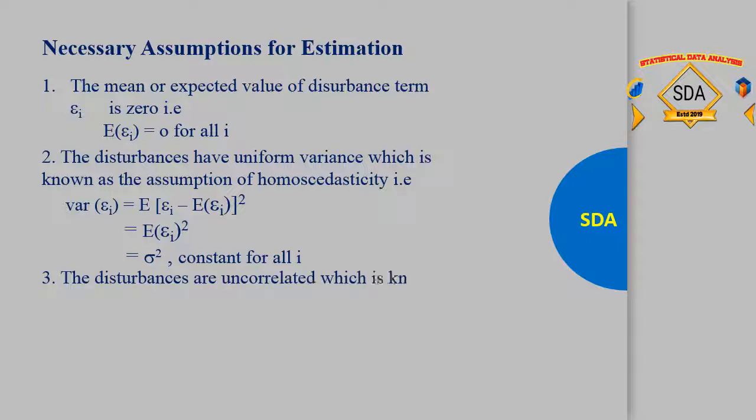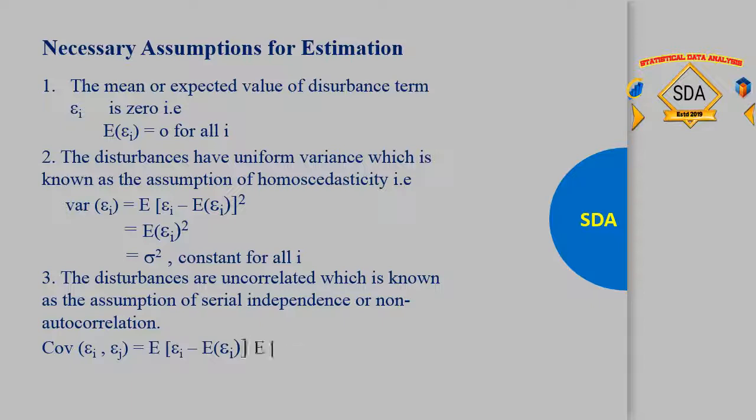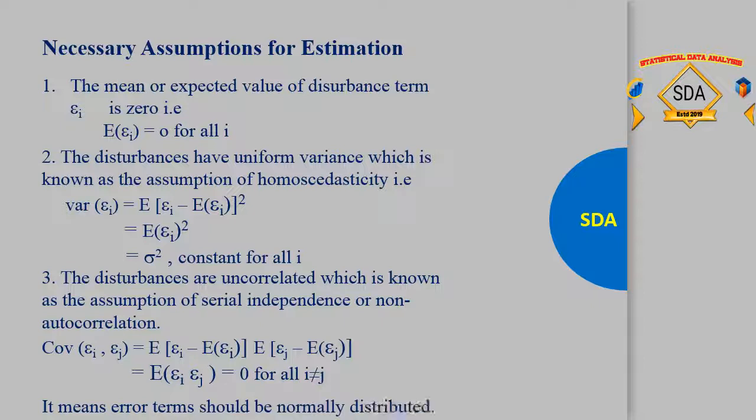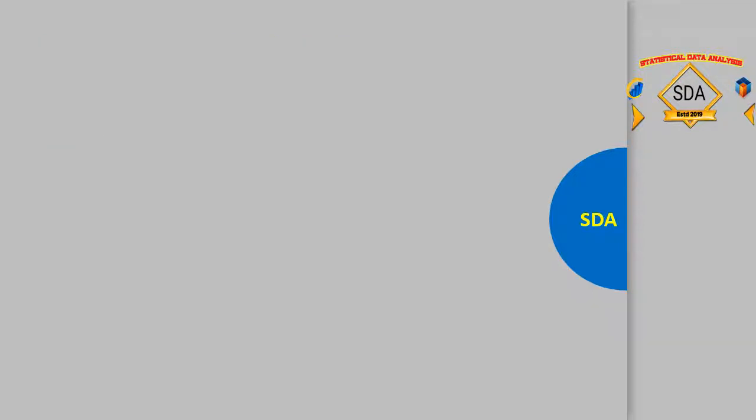The third assumption is that the disturbances are uncorrelated, which is known as the assumption of serial independence or non-autocorrelation. Here the disturbances are uncorrelated. If disturbance terms are correlated with some degree of correlation, then we face the problem of autocorrelation. The non-autocorrelation means error terms should be normally distributed. If they are not normally distributed, then we face autocorrelation.